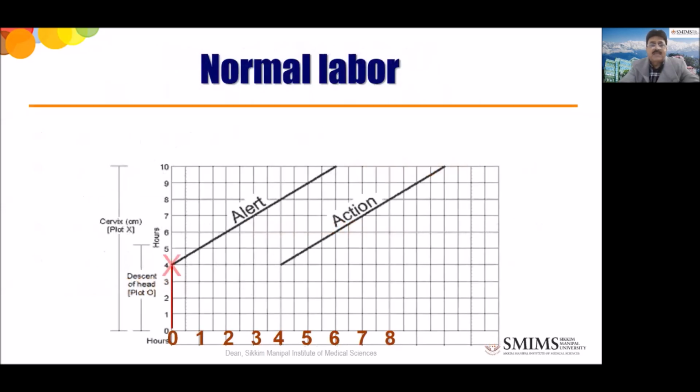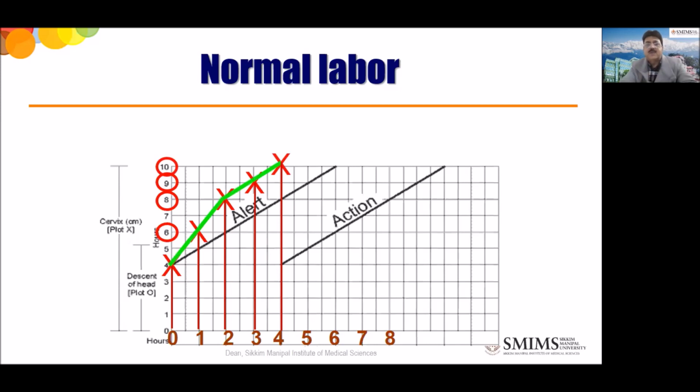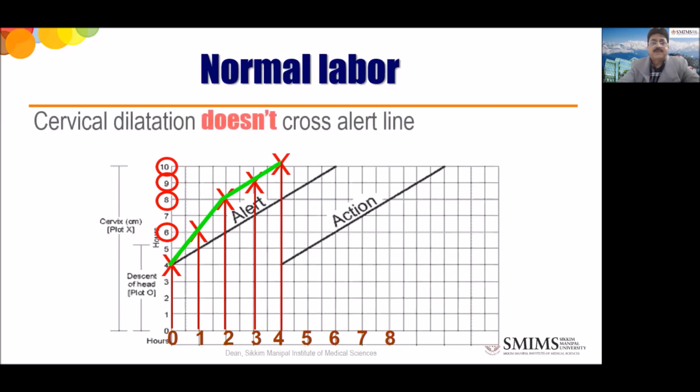Now, in a normal labor, as you can see here, 0 hours started at 4 centimeters. Maybe after 1 hour, she is 6 centimeters dilated. And after 2 hours, she's 8 centimeters dilated. And after 3 hours, she is 9. And after 4 hours, she is 10 centimeters. This is slightly faster labor, as you can see here. Otherwise, alert line is usually after 6 hours of 4 centimeter dilatation. This is okay. This is normal labor. Cervical dilatation here is not crossing the alert line, and we are happy.